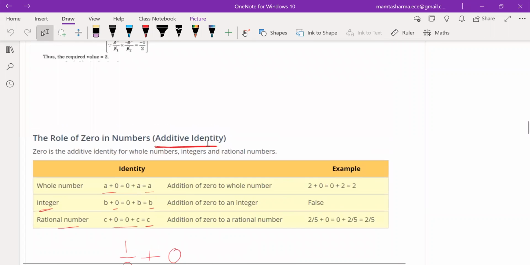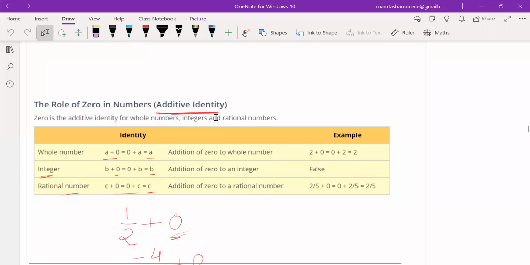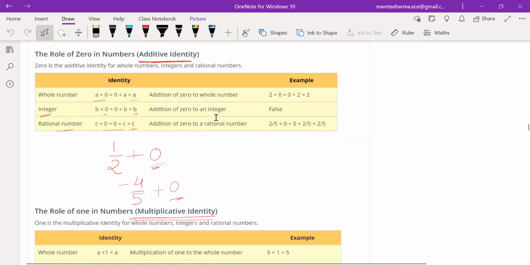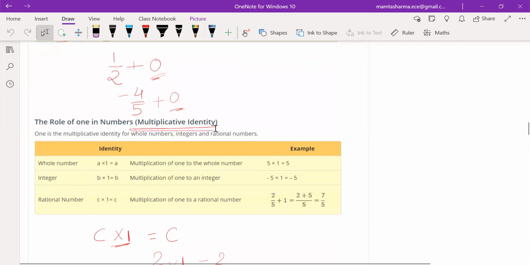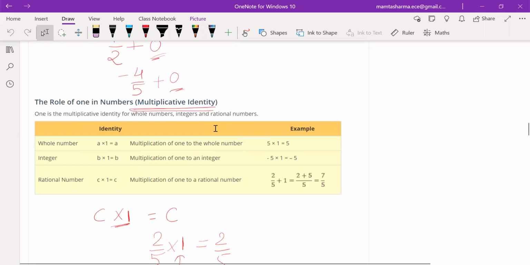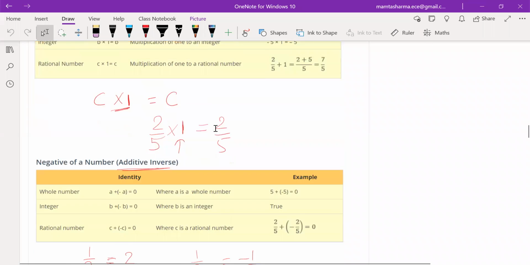So we have discussed additive identity, multiplicative identity, additive inverse, and multiplicative inverse. Be careful in these 4 terms. Additive identity means we are adding 0. It will be 0, ma'am. Multiplicative identity means 1. If we multiply by 1, there would be no effect on the result.